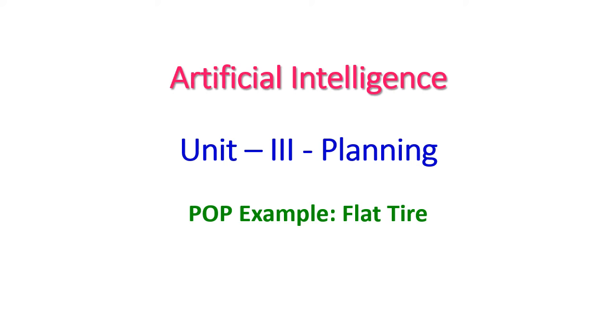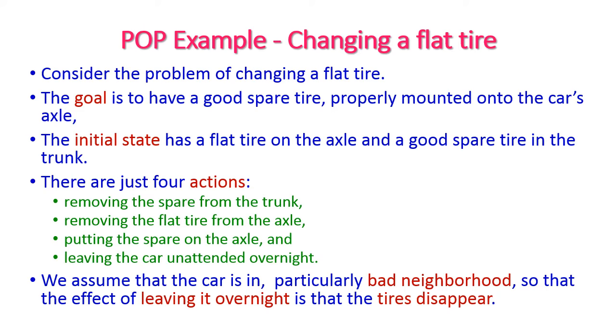Hello everybody. Today we are going to see another example for partial order planning, the changing a flat tire problem. The problem is our car tire got repaired and became flat. So we need to remove the repaired tire from the car and put the spare tire on the car axle. The goal is to have a good spare tire properly mounted on the car axle, and the initial state is it has a flat tire on the axle and a good spare tire in the trunk.